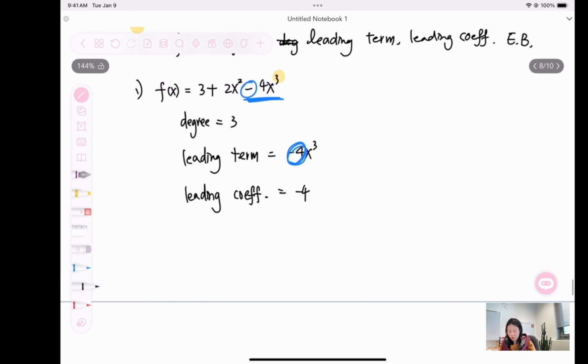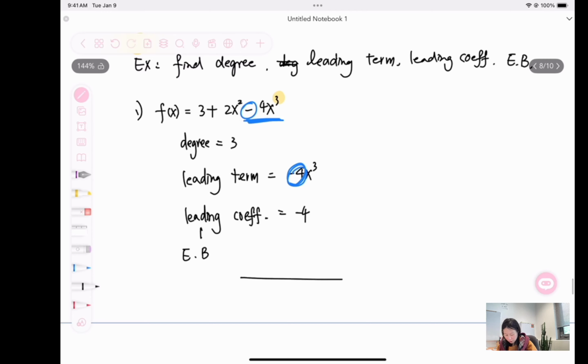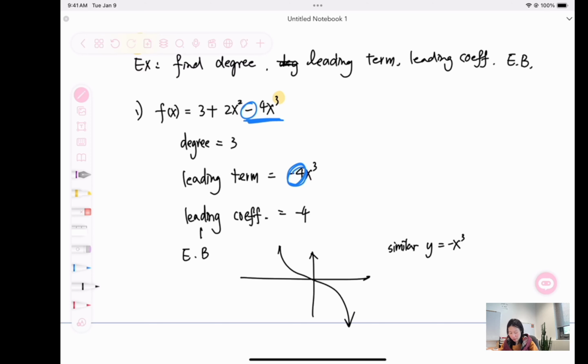So what does the end behavior look like? The end behavior will be similar to what? Well, similar to a cubic function. Also, since the leading coefficient is negative, it's going to be similar to the negative leading coefficient, like this. As x goes to the left, y goes up. If x goes to the right, y goes down. So that's the end behavior of this example.